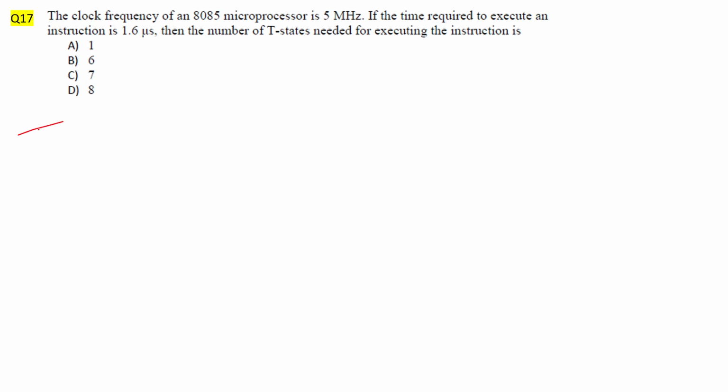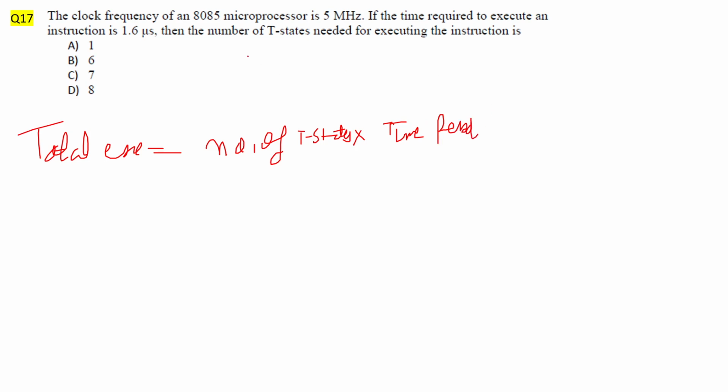So basically, total execution time is the number of clock cycles required, that is, the number of T states, multiplied by the time period of one clock pulse. So you can say that T, and your F is equal to 5 megahertz.